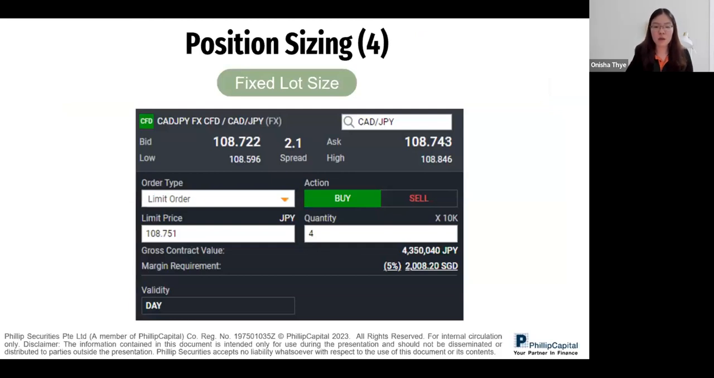Now, the fixed lot size position sizing is actually very simple. It depends on how many lots of a currency pair you would like to trade. In this case, the CAD/JPY FX CFD. Let's say you want to test the water and you are willing to risk 2,000 Singapore dollars, but you're not sure how. Then you can just go onto our platform, open this order ticket, and put in the quantity. Here, it will automatically calculate around how much you're actually risking for this trade. This is how you see it in terms of lot size.